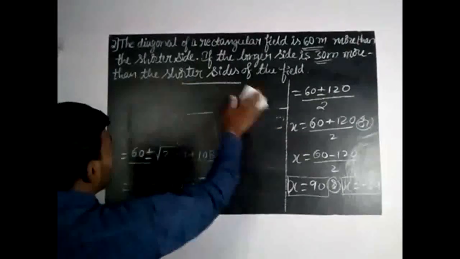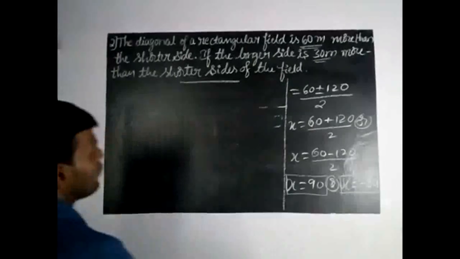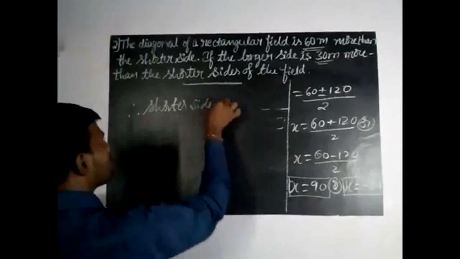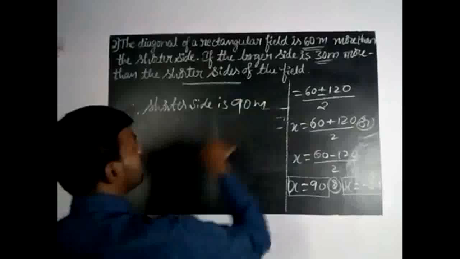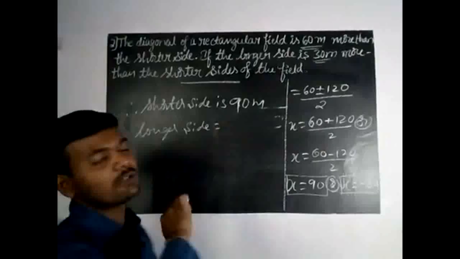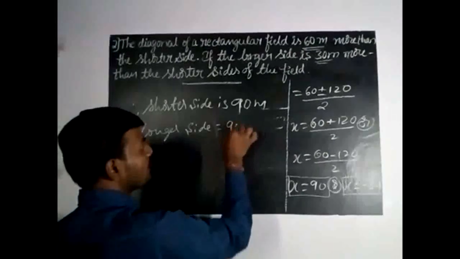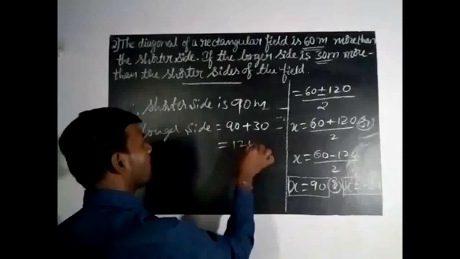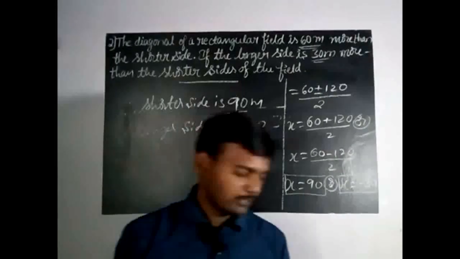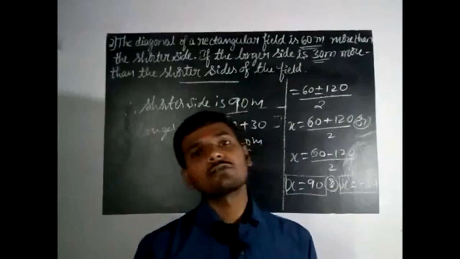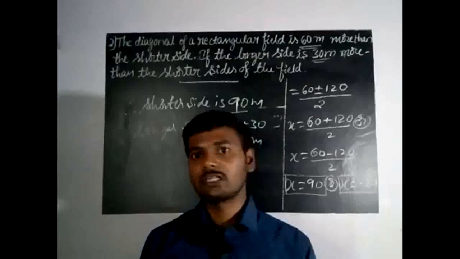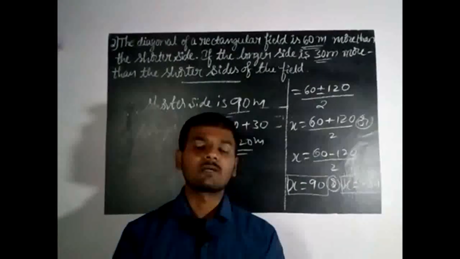We took the shorter side as x. Therefore the shorter side is 90 meters, and the longer side, which we took as x plus 30, means 90 plus 30, it becomes 120 meters. So these are the measures of the shorter and longer sides of the rectangular field. In this way we have to solve the given problems by applying the quadratic equation and quadratic formula. Let us discuss some more examples.